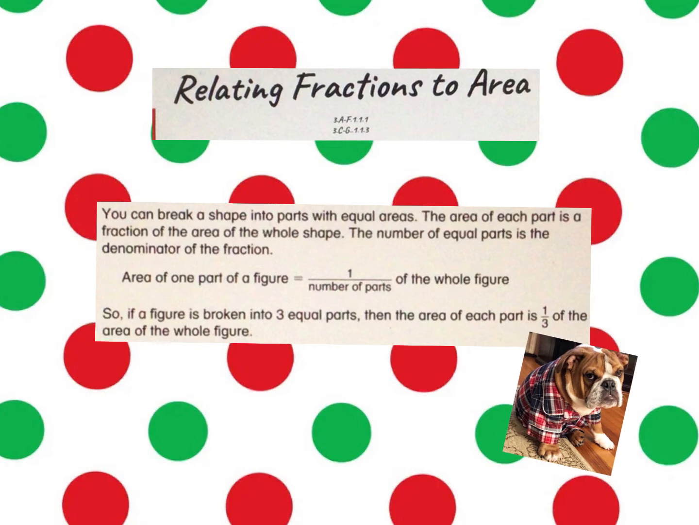So the area of one part of a figure is always 1 because it's one part, right? One part. And however many parts is the denominator. So if a figure is broken into 3 equal parts, then the area of each part is 1/3 of the area of the whole figure.